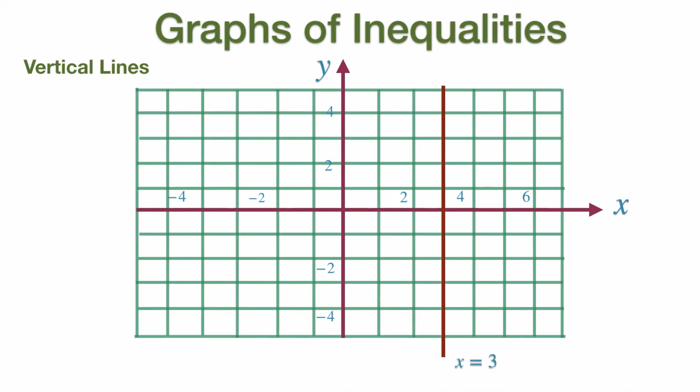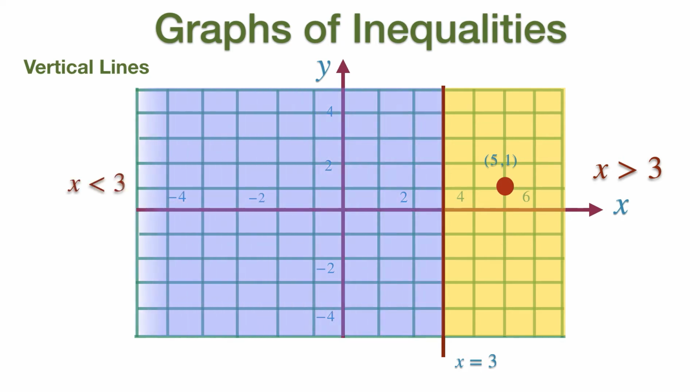The vertical line divides the graph into two regions. For example, x equals 3 divides the graph into two parts. x is greater than 3 on the right hand side of the graph. Any point in this region always has an x coordinate bigger than 3. x is less than 3 on the left side of the graph, and any point in this region has an x coordinate always smaller than 3.